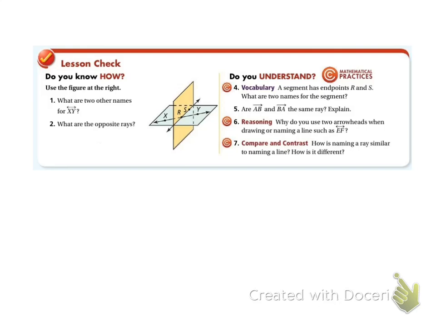Here's our lesson check. We'll just do 1, 2, 4, and 5. So what are two other names for the line XY? Well, I can switch it around, make it YX, still with my arrows above. That's just switching the name. If I look on that line though, the point R is also still on it. So I could call it RX, and I could call it XR, I could call it YR, RY. There's a lot more names that I could call it.